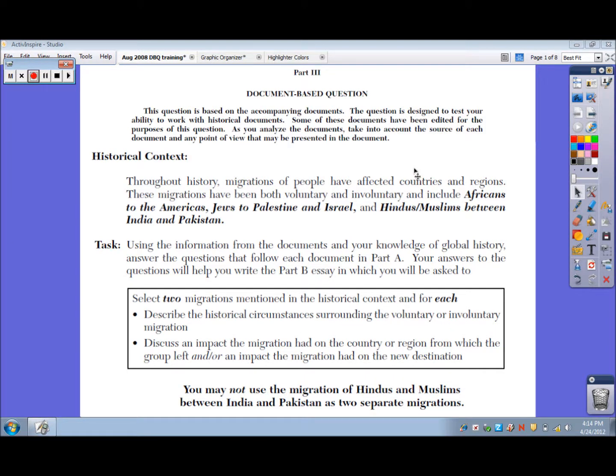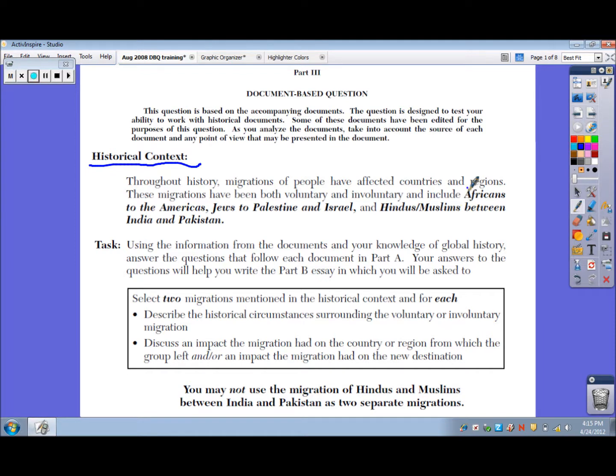This DBQ we're going to do is a little trickier than the first one, so stick with me as we go through it. The first thing you do every time you look at your DBQ is read the historical context, and we'll do that here together. It says, throughout history, migrations of people have affected countries and regions. These migrations have been both voluntary and involuntary, and include Africans to the Americas, Jews to Palestine and Israel, and Hindus, Muslims between India and Pakistan.